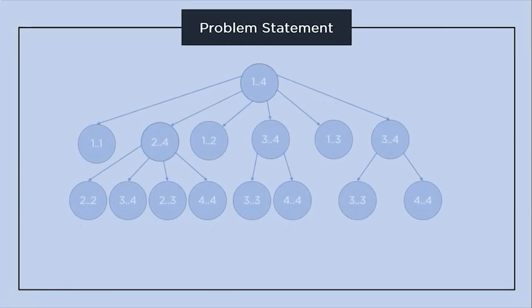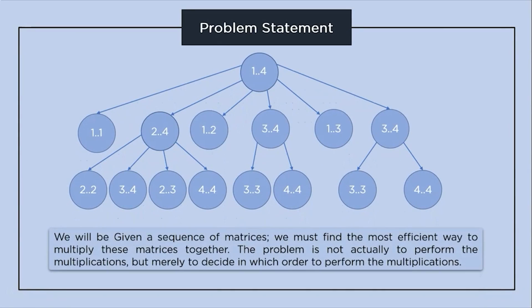Let's get started with the problem statement. We will be given a sequence of matrices. We have to find the most efficient way to multiply these matrices together. The problem is not actually to perform the multiplication, but merely to decide in which order to perform the multiplication to get the minimum operations on a multiplication.